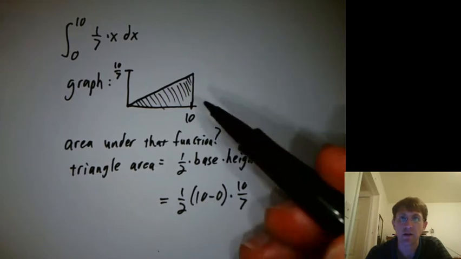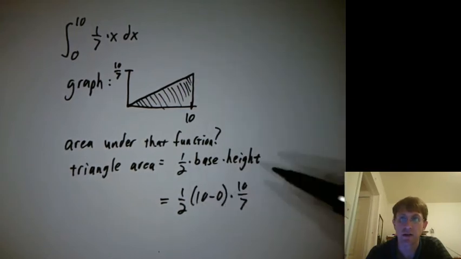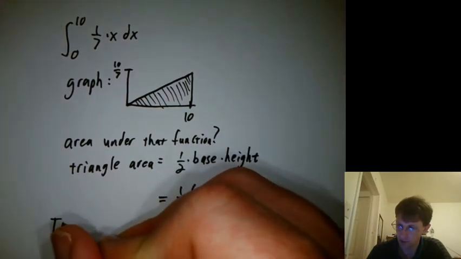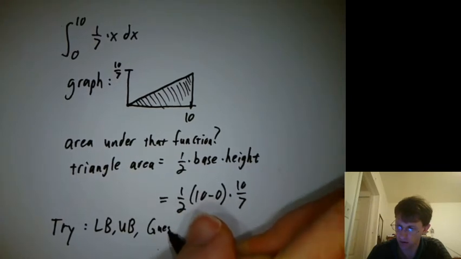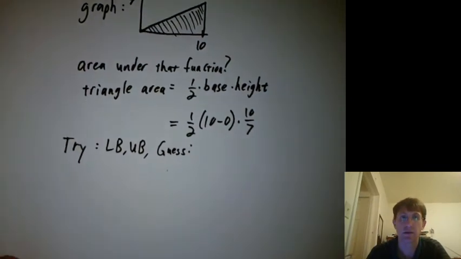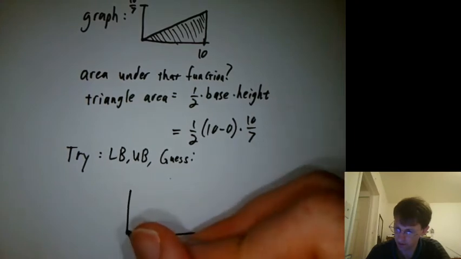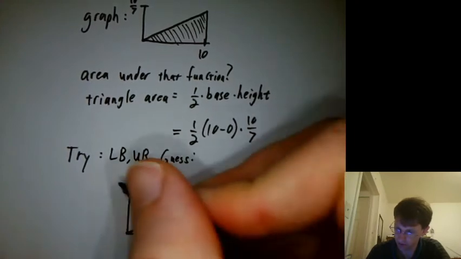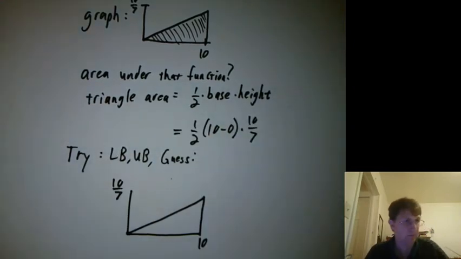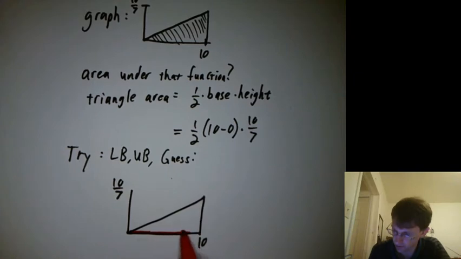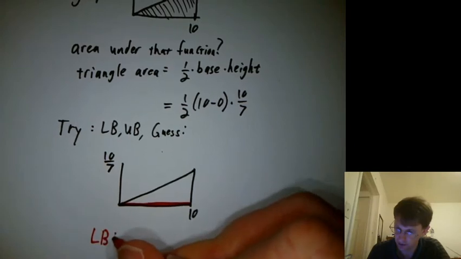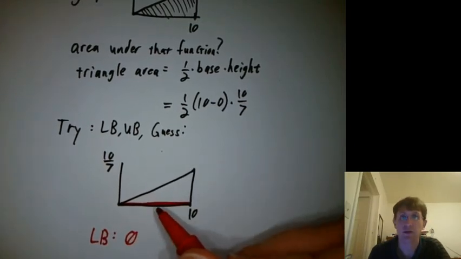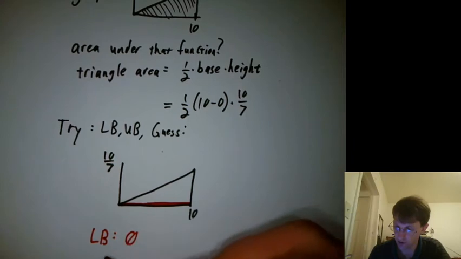What else can we do to check on the accuracy of that claim? We should try a lower bound, upper bound, and guess. So let's rewrite the graph. That was 10, that was 10/7. What's a quick lower bound on this area? Well, we notice that the smallest the function ever is on that interval is 0. So a height of 0 means an area of 0. So quick lower bound is 0.